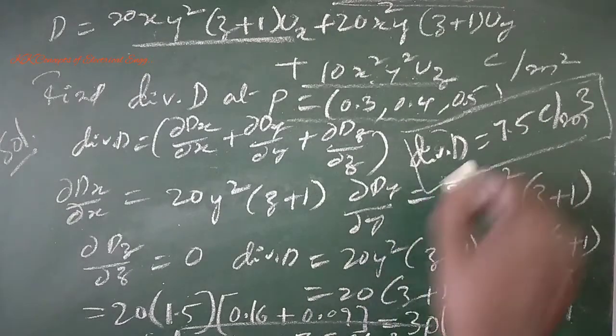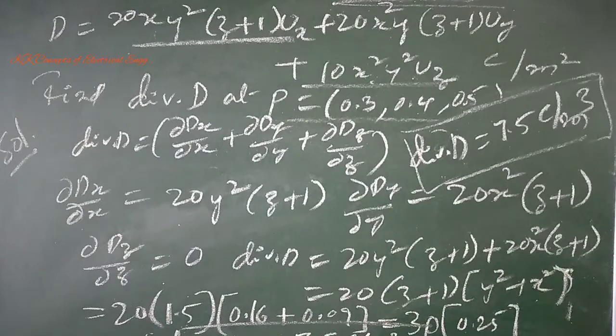Since divergence of D is equal to volume charge density, the units are coulombs per meter cube.